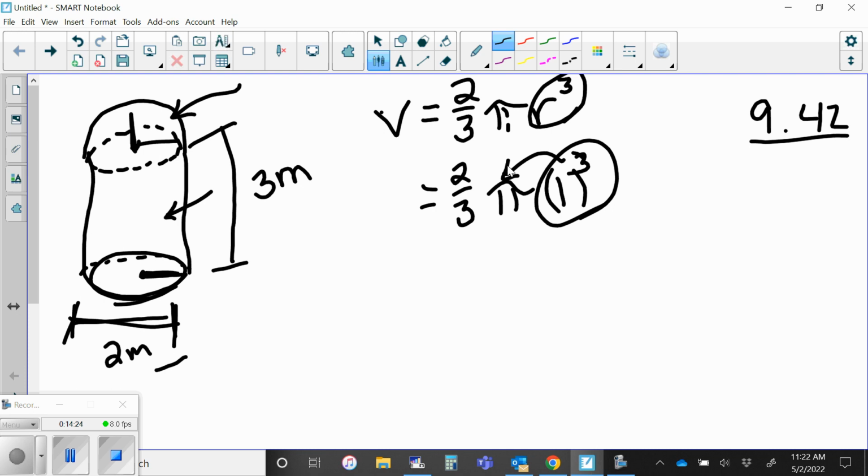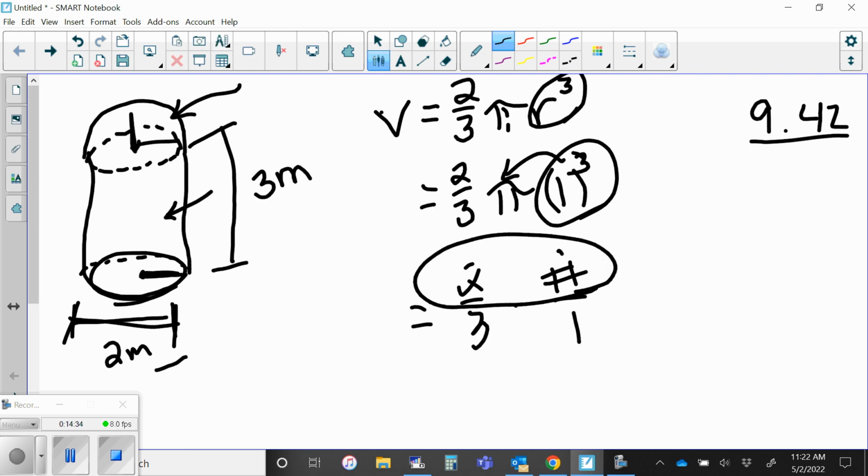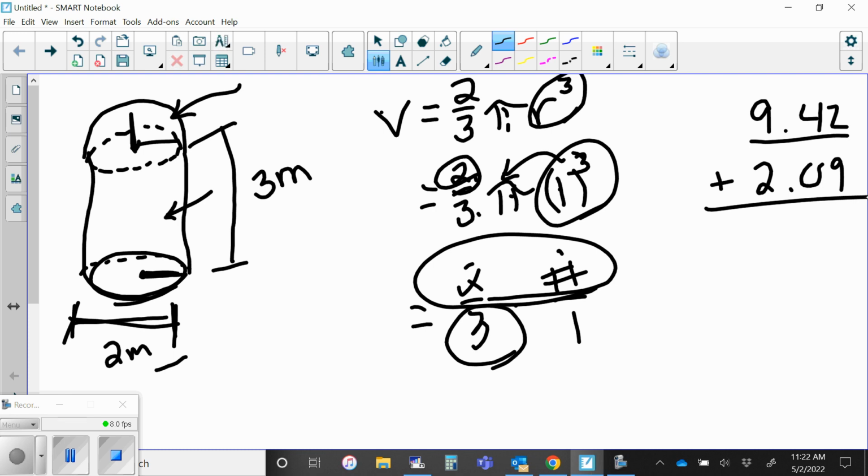Then what can I do with this? Well, this is going to be 2/3 times some number that's in your calculator over 1, right? How do I do this then? Take that number, times it by 2, then divide by 3. That's how we multiply fractions. Top times top, bottom times bottom, and then just divide it. So you should have had 1 times pi, and times by 2, then divided by 3. And what'd you get for an answer? 2.09. Now take those two numbers and add them together.